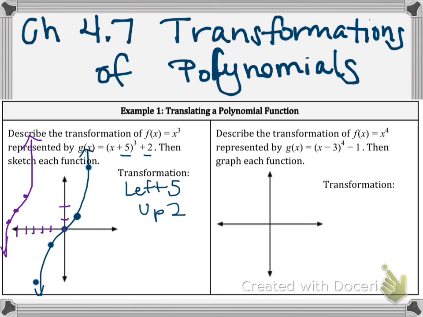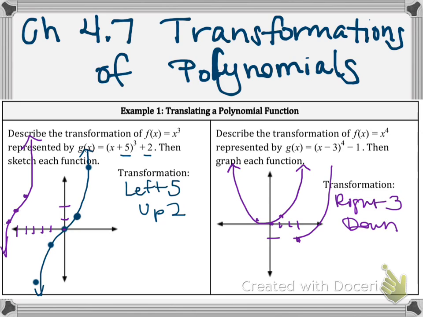Okay, the x to the fourth. x to the fourth, let's say, is something like this. Okay, 0, 0. If you plug in 1, 1 to the fourth would be 1. And then 2 to the fourth would be a lot narrower, right? 2 to the fourth would be 16 and so forth. Okay, so the transformation of this one would be right 3, down 1, and then it's still going up. Okay, so we kind of know a general sketch of this.